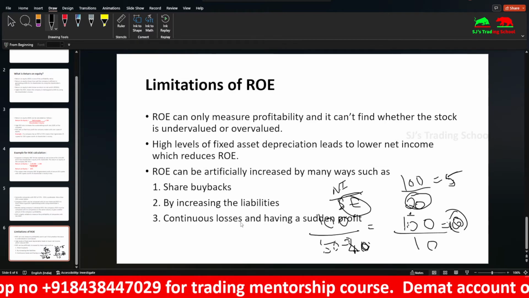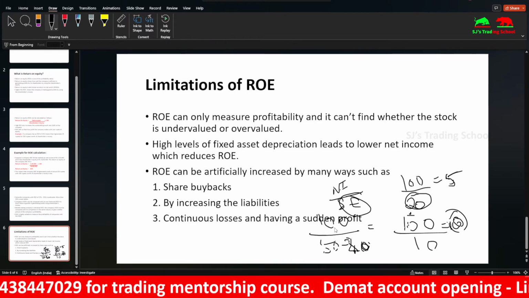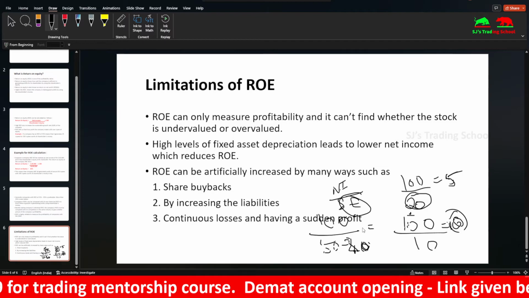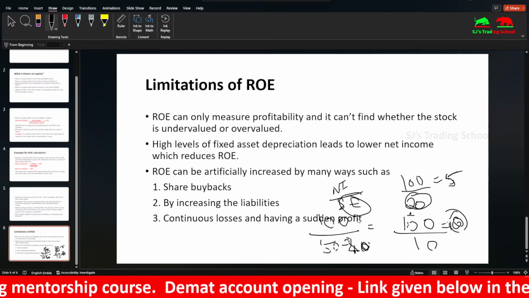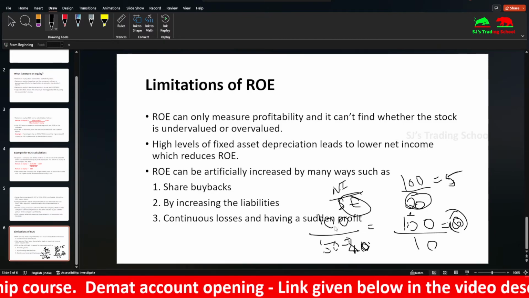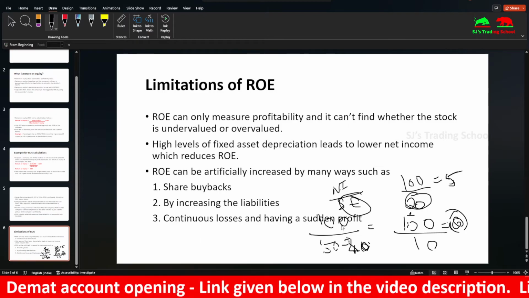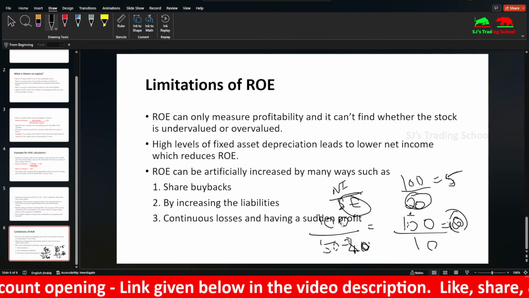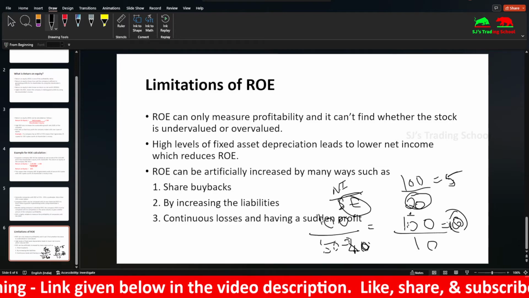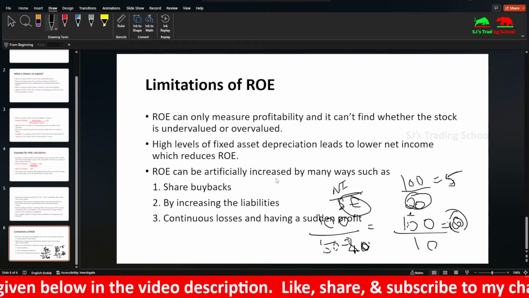losses on a prior quarterly basis and a sudden profit, the ROE might increase. It doesn't mean that the company is making good profits. So investors might think that, some investors might enter badly, so invest badly in some stocks. So these are the limitations of ROE.